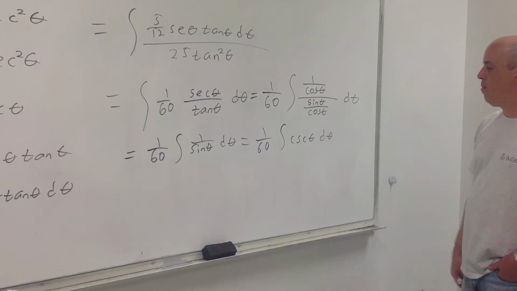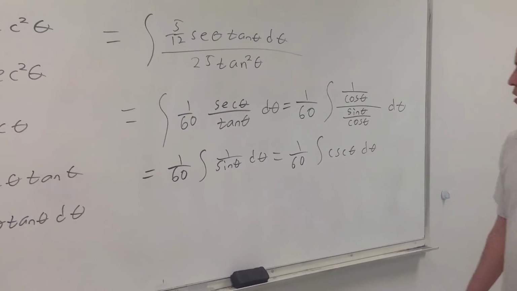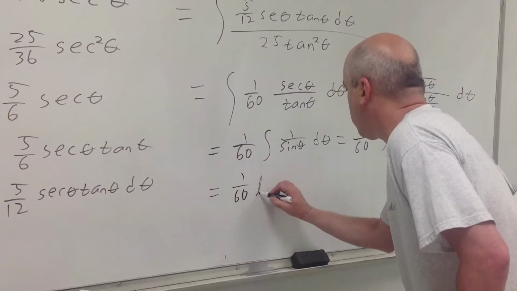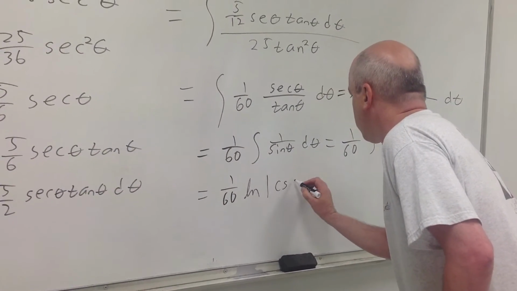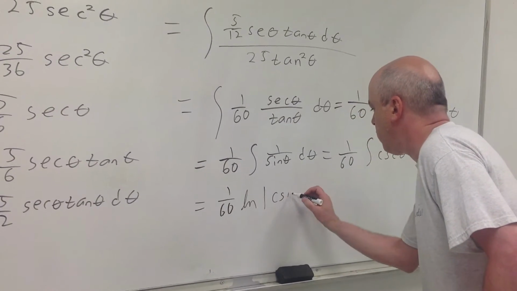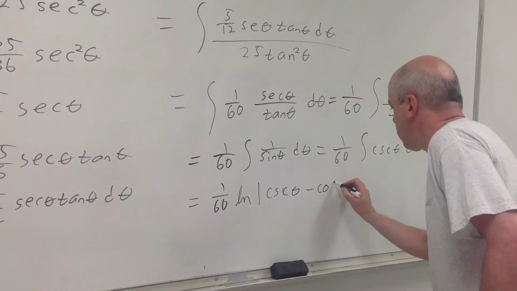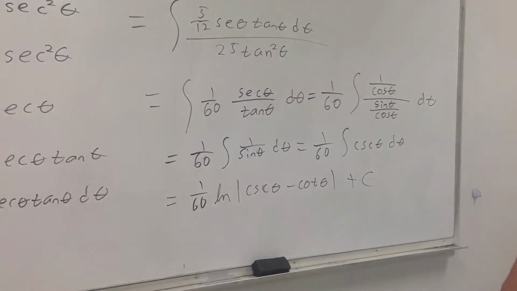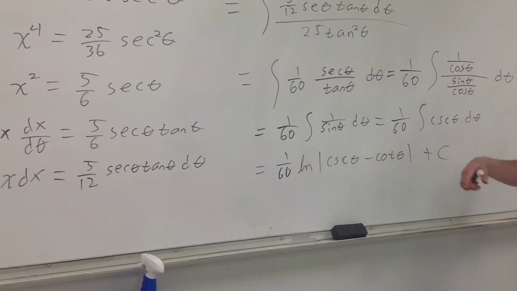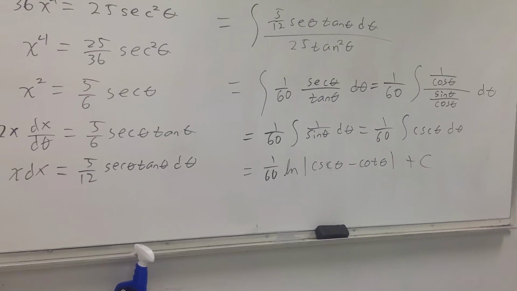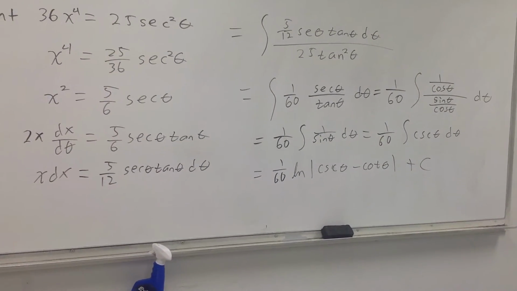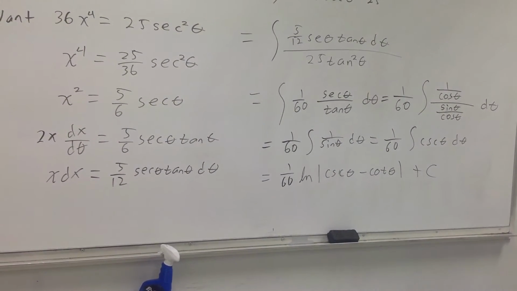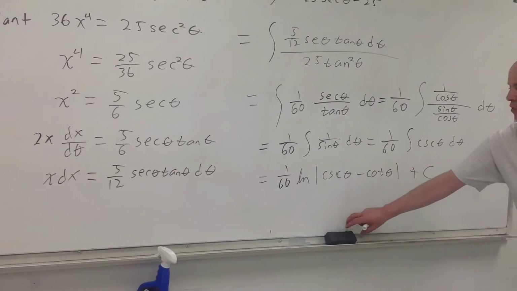And here's one of the ones that you were asked to memorize a while back. That's 1 over 60 natural log absolute value cosecant theta minus cotangent theta. Okay, now to finish this off, I need to get both of these trig functions back in terms of x. And if you remember your right angle trigonometry, what you can do is construct a reference triangle for theta and then come up with the expressions for these two trig functions.